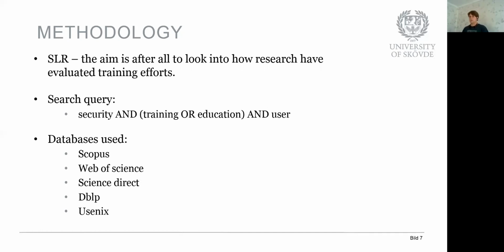The databases I used were Scopus, Web of Science, and Science Direct because, well, they index quite a lot of quality scientific work. I also used the DBLP for the same purpose, and I specifically included Usenix because I know from experience that they publish a lot of work relevant to the study.